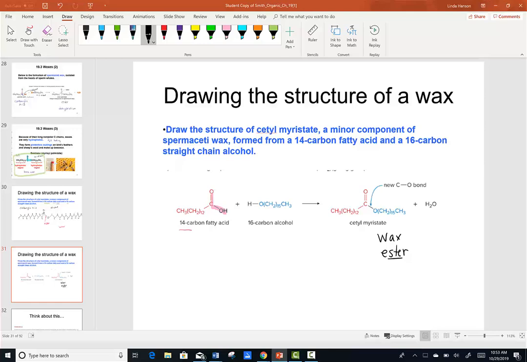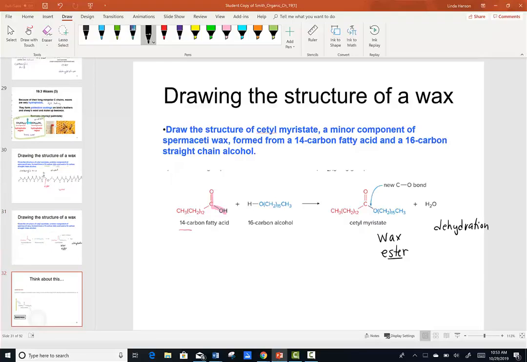So drawing the structure of cetyl myristate, a minor component of spermaceti wax, formed from a 14-carbon fatty acid and a 16-carbon straight chain alcohol, we were able to complete the wax structure. And remember, we called this a dehydration formula. Splitting out a water dehydrates the molecule.